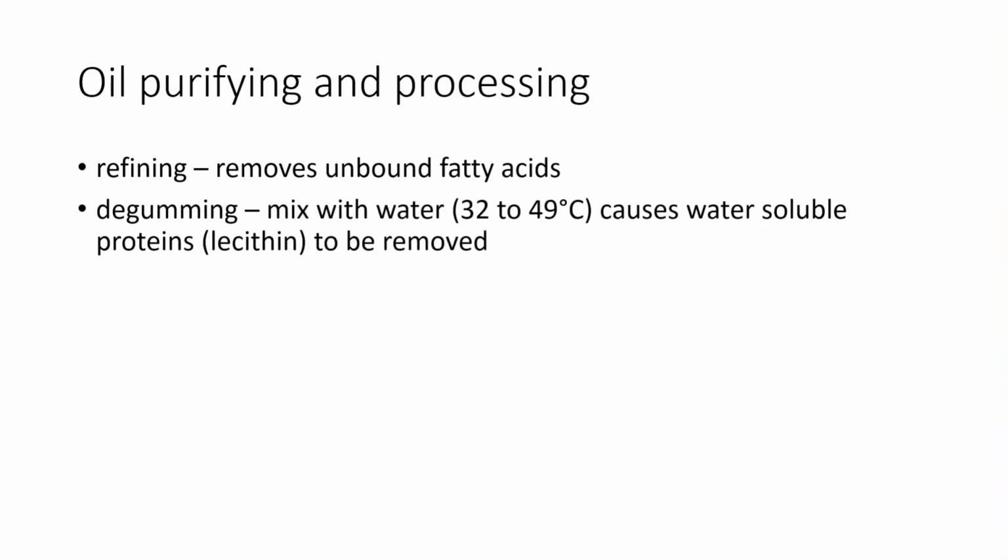We have degumming. Degumming is where the material is mixed with water. Notice it says 32 to 49 degrees Celsius. Body temperature is 37 degrees Celsius. This will cause water-soluble proteins in the form of lecithin to be removed. Lecithin is an important byproduct of soybean manufacturing. It's often sold in health food stores. It's a very unique protein in its own right.